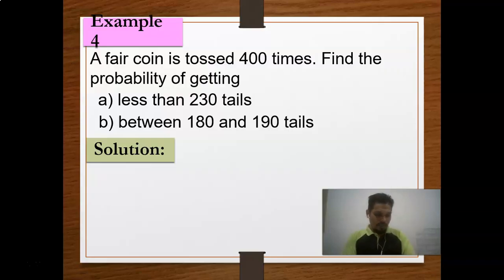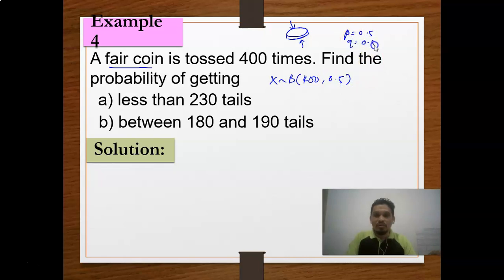Example 4. A fair coin is tossed 400 times, what is the probability of getting less than 230 tails? So X is binomially distributed with number of trials 400. And what is the probability of success? A fair coin. I think you know how coins look like, coins of 20 cents, 50 cents. There are two faces, head or tail. So the probability of success p is 0.5, and also q is 0.5.